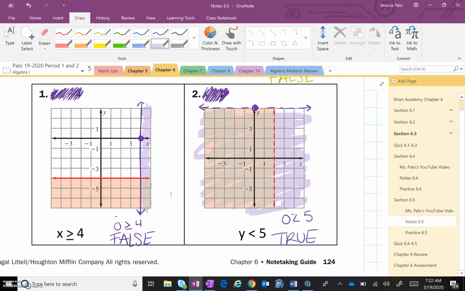Number 2, y is less than 5. Y is equal to 5. I know y is equal to 5 would give me a horizontal line, so I'm going to plot the value 5 on the y-axis, and then I'm going to draw a dashed horizontal line. My test point 0, 0 would be 0 is less than 5, which is true. 0, 0 is right here, right in the middle. It is true, so that means this entire side of the line contains all the solutions of this inequality.